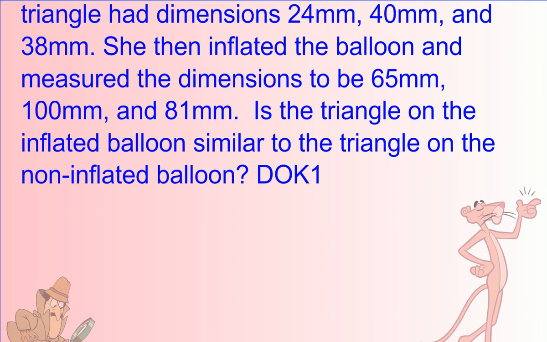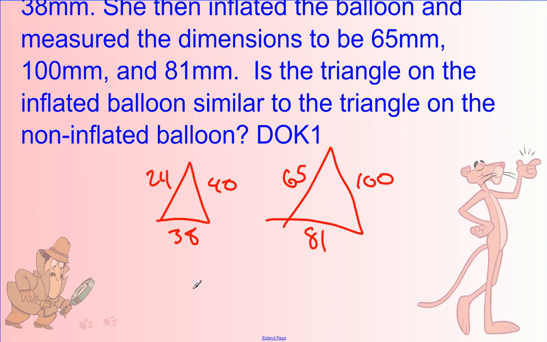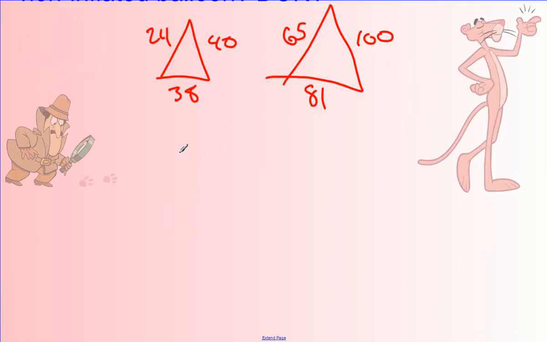Okay, so essentially we've got 2 triangles. We've got 24, 44, and 38, and another bigger triangle with 65, 100, and 81. So this is the one after the balloon has been inflated, and this is after the balloon has been non-inflated, or deflated. And we want to know if these 2 triangles are similar. Well, the way we did that before is proportion. It's going to be the same.